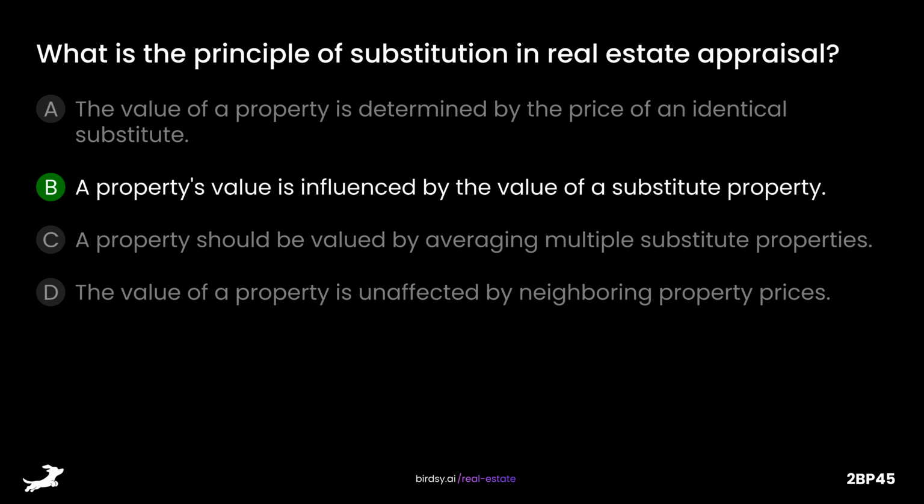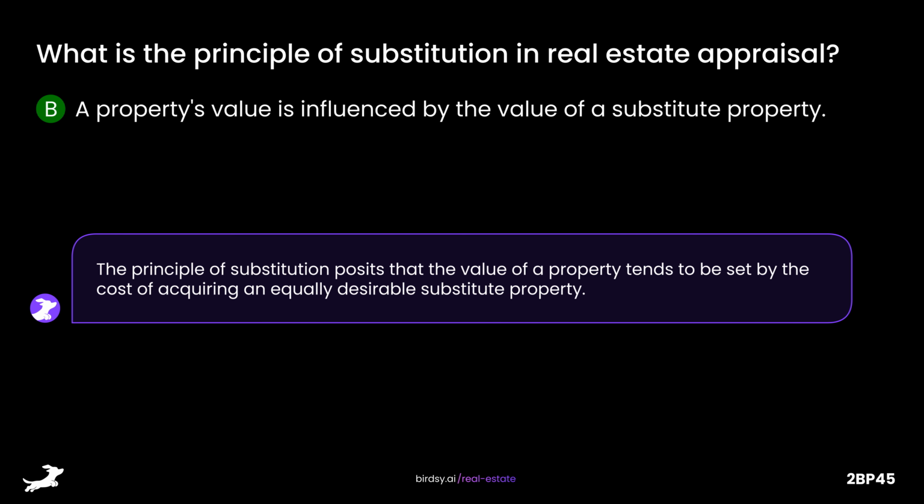The answer is B. A property's value is influenced by the value of a substitute property. The principle of substitution posits that the value of a property tends to be set by the cost of acquiring an equally desirable substitute property.